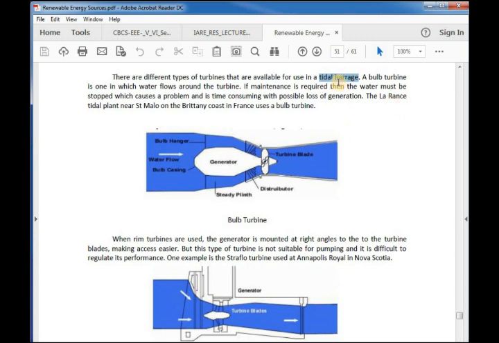So the Rance tidal plant is at St. Malo, on the Britain coast. In France, they use bulb turbines. Okay.